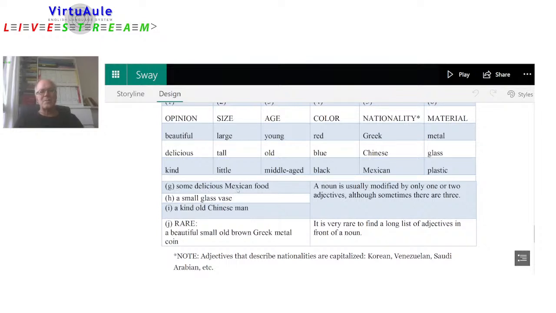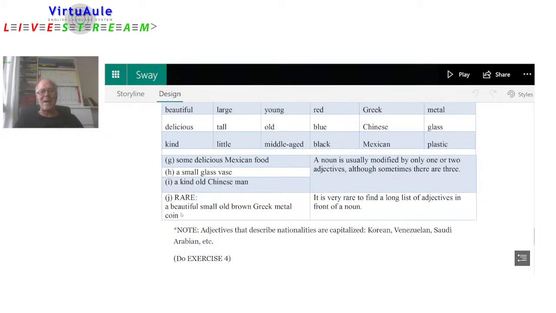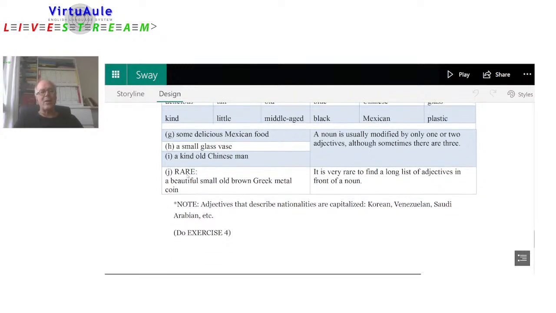Some delicious Mexican food. A small glass vase, or vase if you prefer. A kind old Chinese man. Okay, a noun is usually modified by only one or two adjectives, although sometimes there are three. Okay, so you really just have to think about the three. It's very rare to say something like a beautiful small old brown Greek metal coin. Even though those are all in order, it's just not very natural. It's not very common.